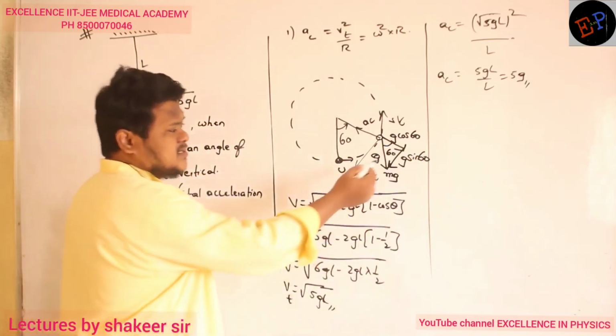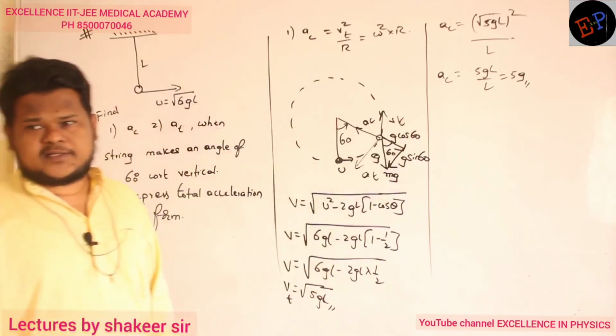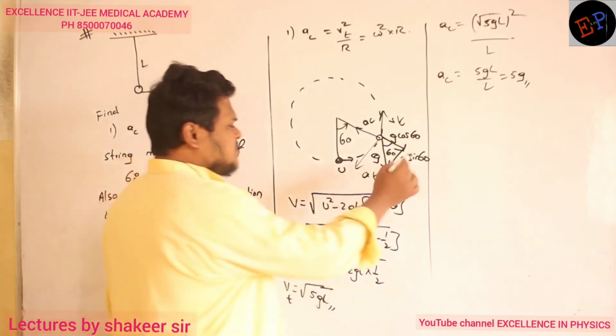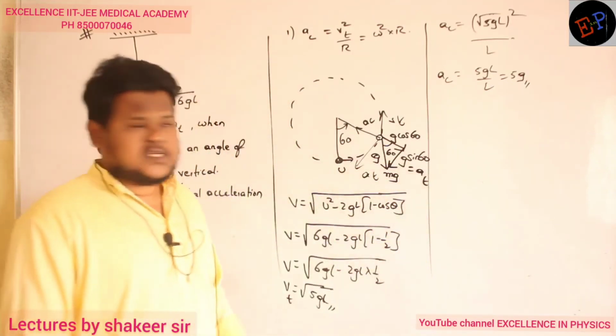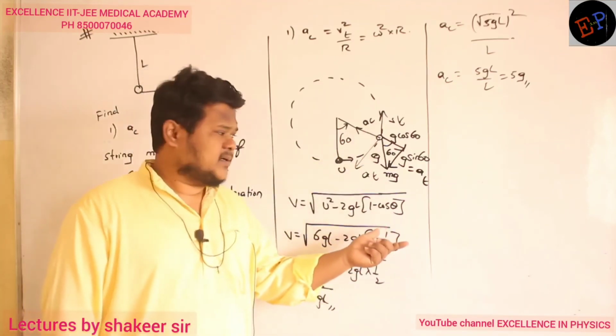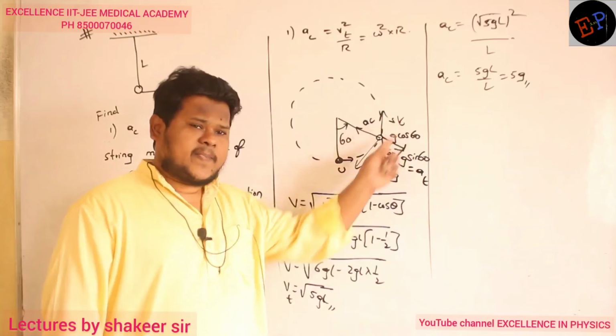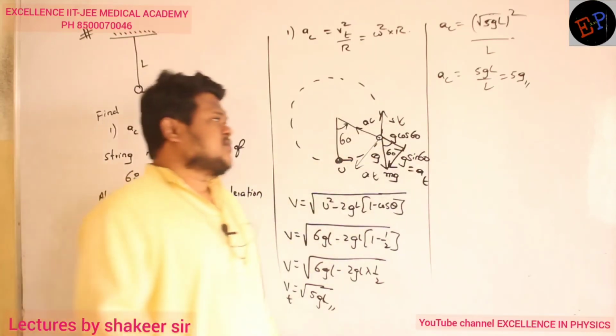G sin 60 is the acceleration which is responsible for pulling the body in tangential direction. So therefore, G sin 60 is nothing but tangential acceleration. Is there any other force? There is only that one, right? Clear? So G sin 60 is the tangential acceleration which is pulling the body downwards. Clear?